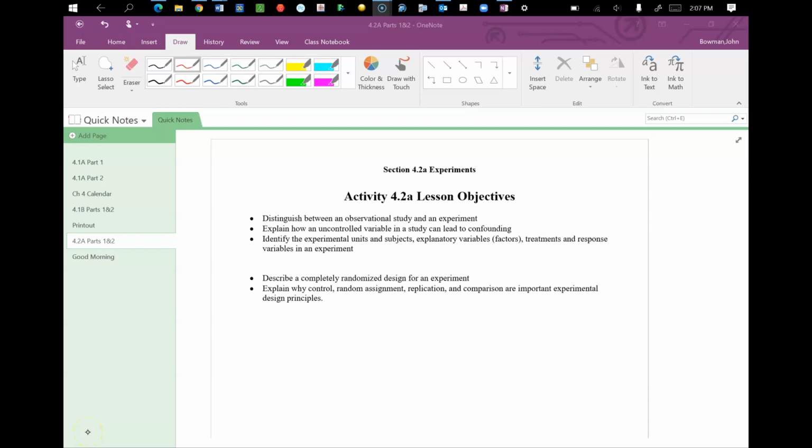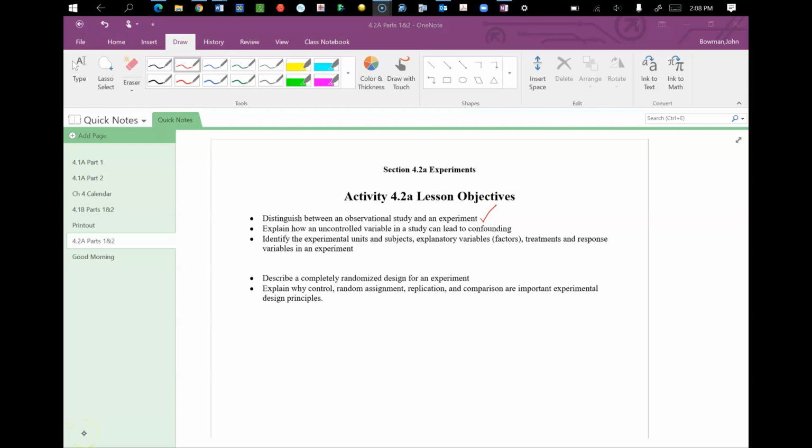Welcome back, everyone. I would like to review what we covered in the first part of Activity 4.2a, and then we will move on to the second part of 4.2a. So, the first thing we did is we looked at the difference between different types of studies. And what we really focused our attention on were the observational study and the experiment. The observational study simply observes subjects, and the experiment imposes treatments on subjects.